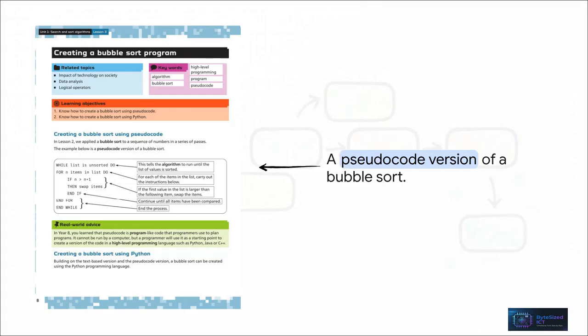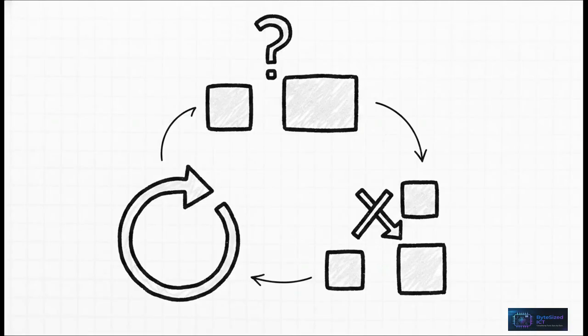Check out this pseudocode draft. See that while loop? It runs until our list is perfectly sorted. To summarize the logic, compare two items side by side. Swap them if the first is larger, then repeat.